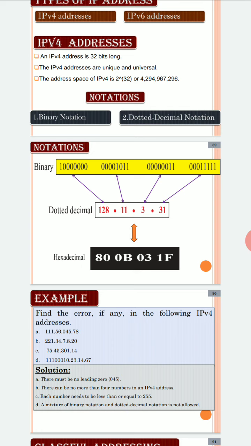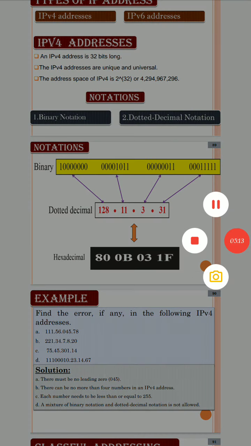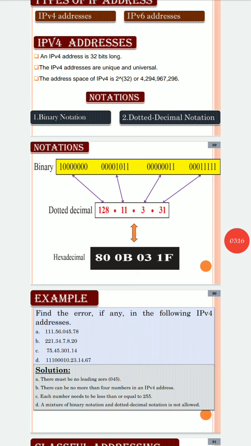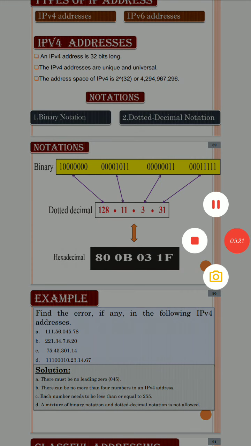Similarly, we can represent using hexadecimal notation the same way: whatever decimal number we have, we write its equivalent in hexadecimal. The equivalent of 128 in hexadecimal is 80, the equivalent of 11 is B, of 3 is 03, and of 31 is 1F. Any one of the notations can be used to represent the IP address. It may be binary, dotted decimal, or hexadecimal.